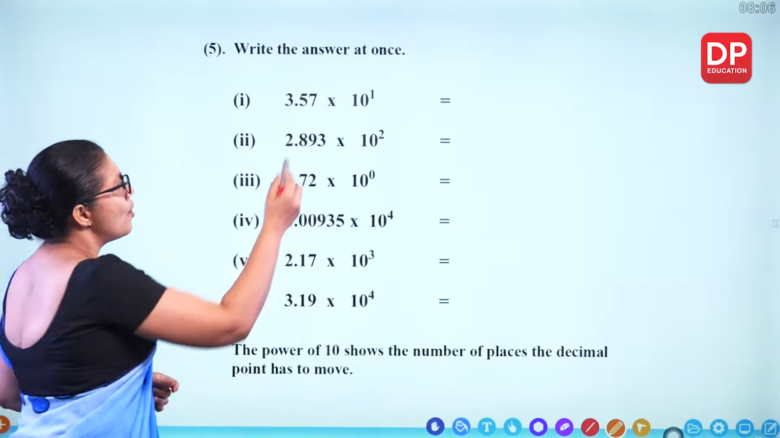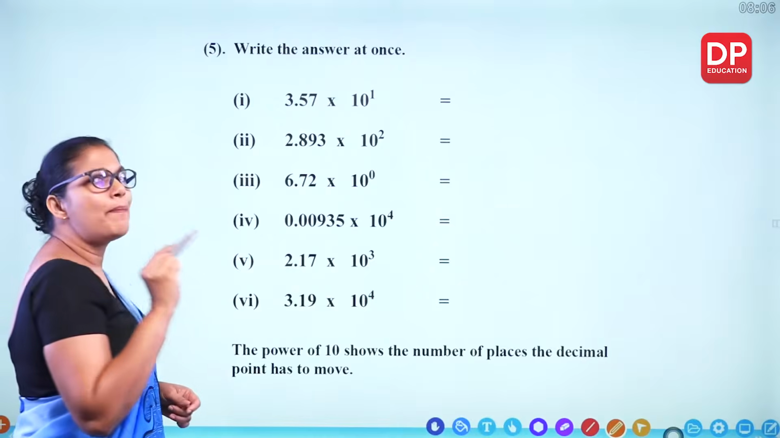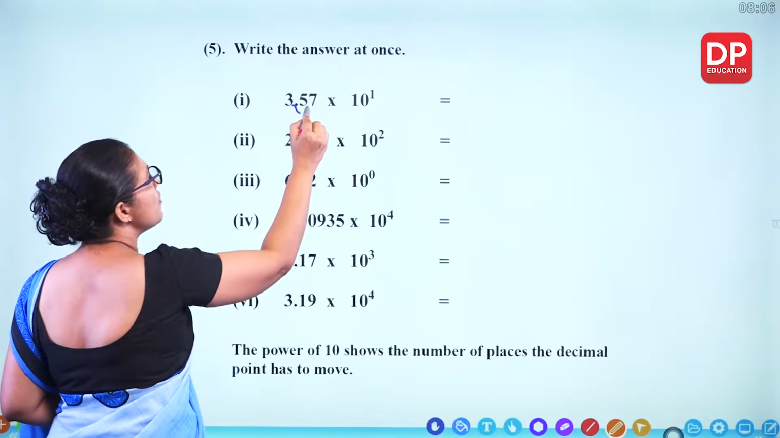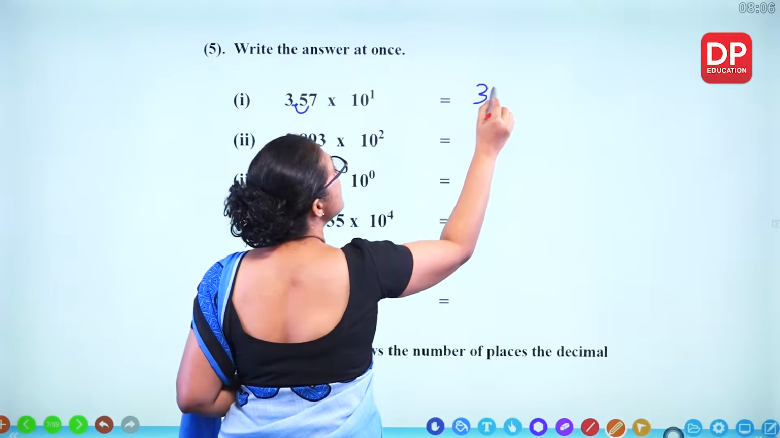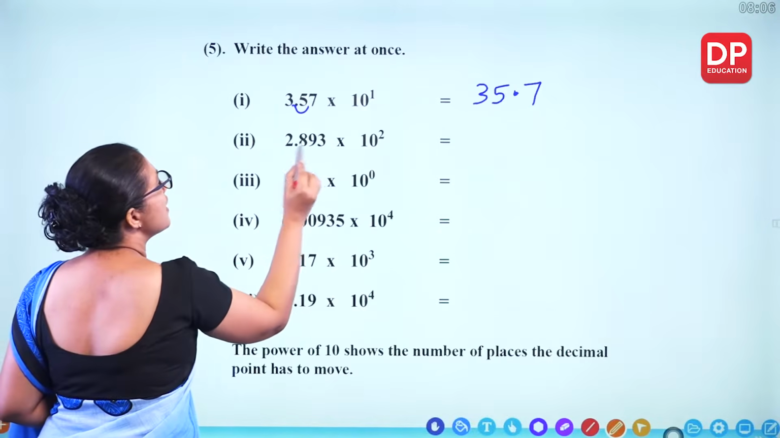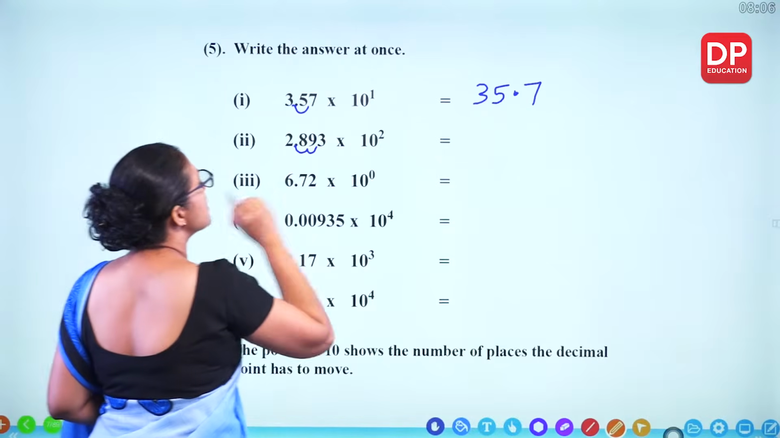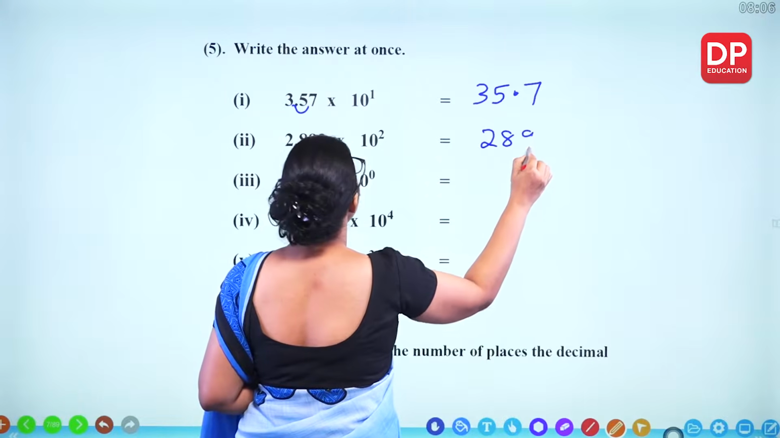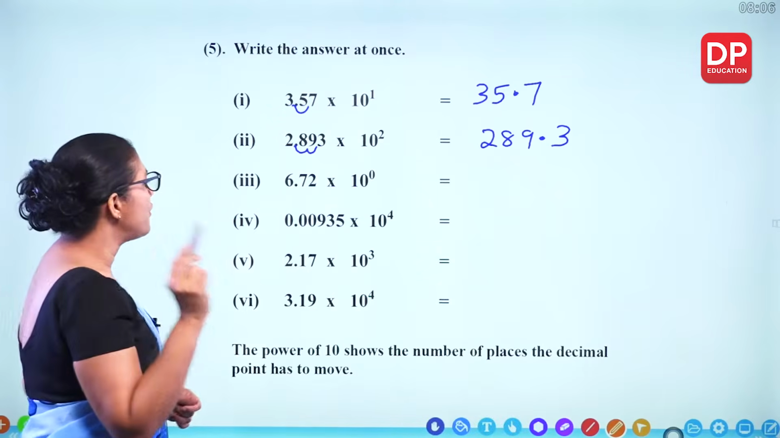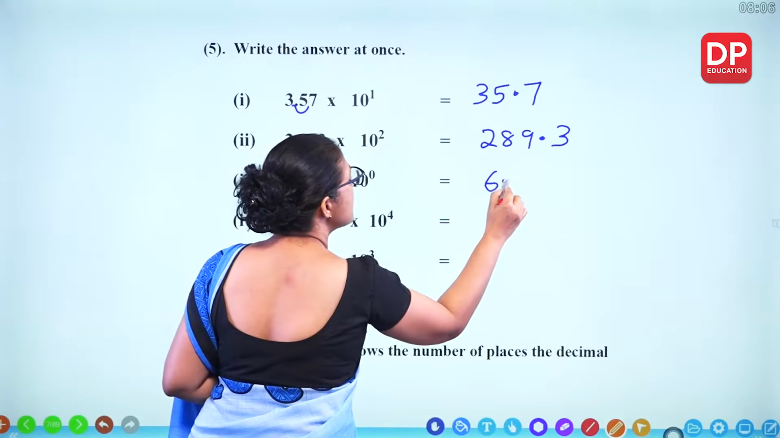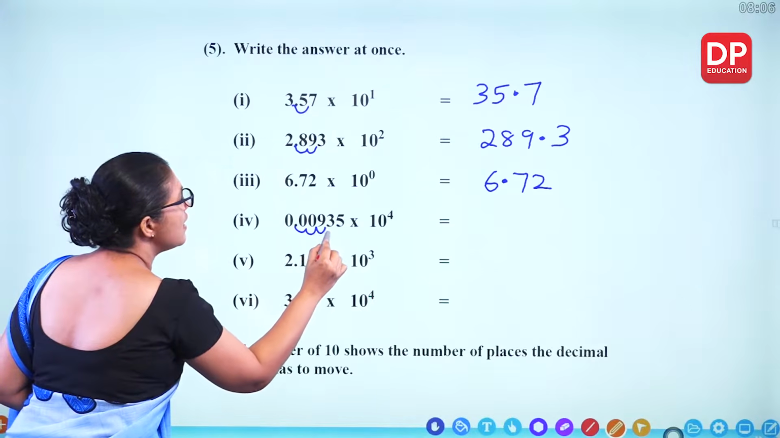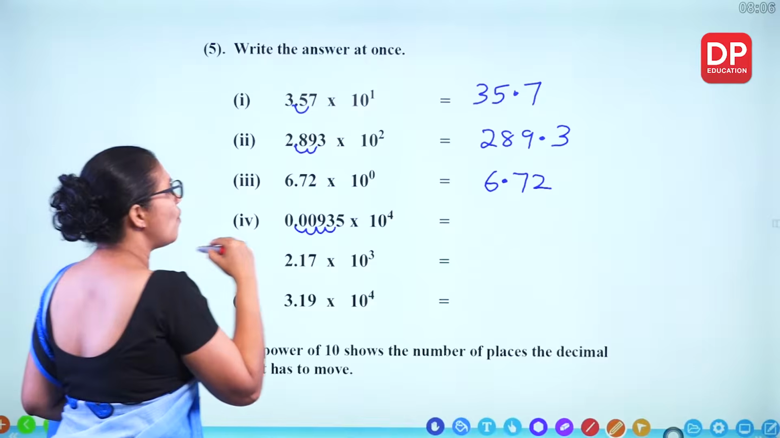Now we know the power shows how many places we need to move the decimal point. 1 there. So that means moving 1 place to the right. 35.7. 2 here. 10 to the power 2, 2 places to the right. 289.3. This one, 10 to the power 0 means you are not changing the decimal point. 6.72. 4. So that means 4 places to the right. 1, 2, 3, 4.